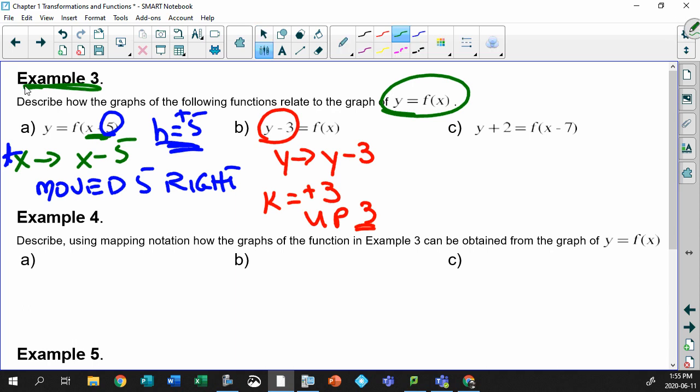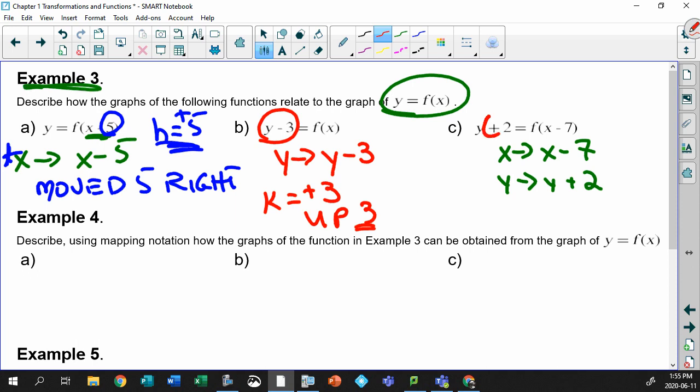Look at this. Replacement notation says I've taken the x, I replaced it with x minus 7. I've taken the y, I've replaced this with y plus 2. There's your replacement notation. But what does this mean?